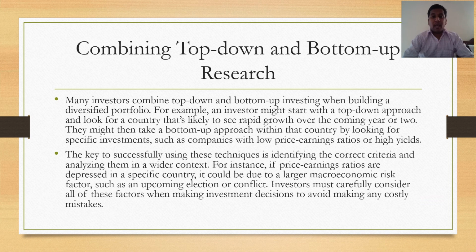Combining top-down and bottom-up research. Many investors combine top-down and bottom-up investing when building a diverse portfolio. For example, an investor might start with a top-down approach and look for a country that's likely to see rapid growth over the coming years or two. They might take a bottom-up approach within that country by looking for specific investments, such as company with low price earning ratio or high yields.